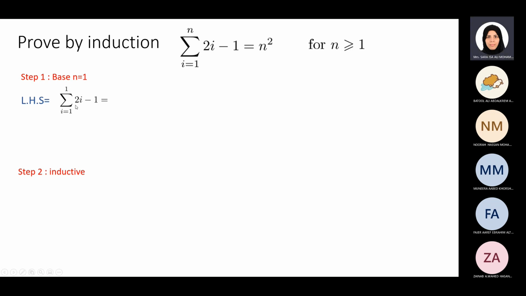Here from 1 to 1, there is only one iteration, which is 2 times 1 minus 1, which is equal to 1. If I had from 1 to 3, I have to find out the result of 2 times 1 minus 1 plus 2 times 2 minus 1 plus 2 times 3 minus 1. So I have to find what is the summation from 1 to 3. Here in our case 1, so there is only one iteration.